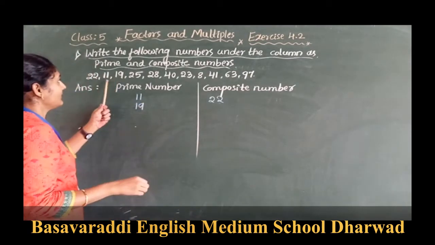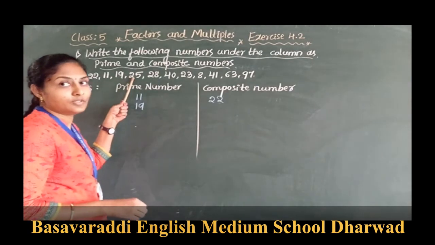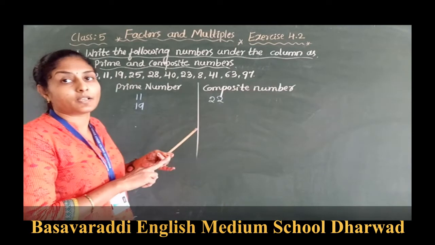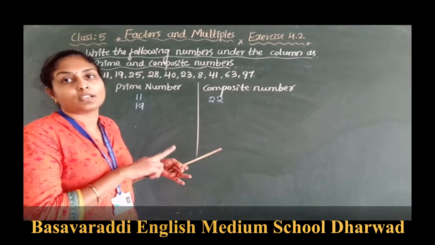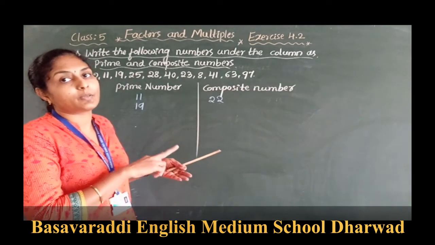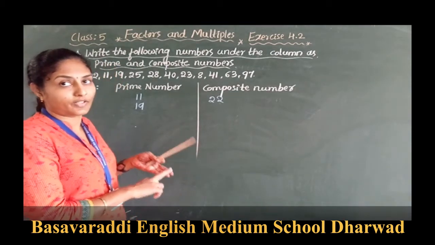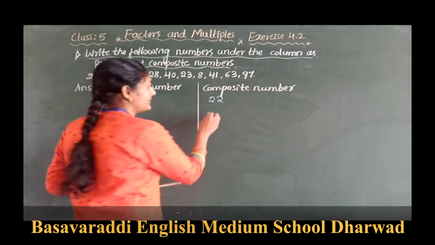Next, 25. 25 is a composite number. Why? Because it is divisible by 1, by 5 and by 25. So it has more than two factors. 25 is a composite number.